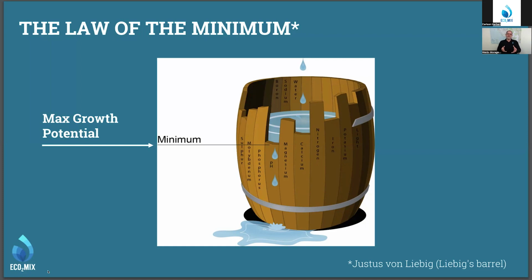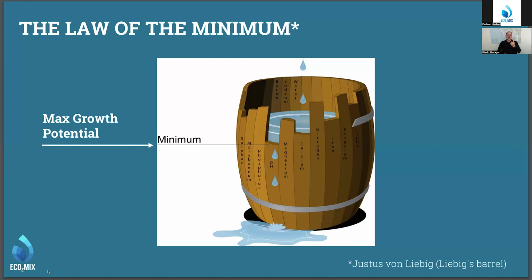This German scientist formulated that if one of the essential components of plant nutrition is deficient, plant growth will be poor even when all other essential nutrients are abundant. He represents this law with a barrel. Every important nutrient is represented by a different stave. Some are wider than others, but all of them need to reach the top of the barrel.